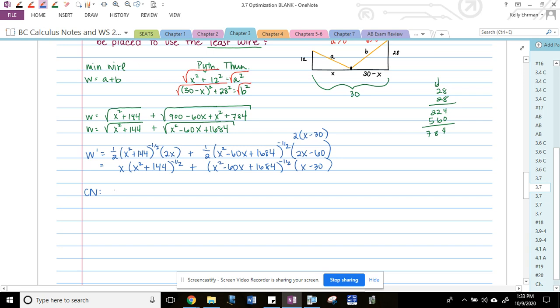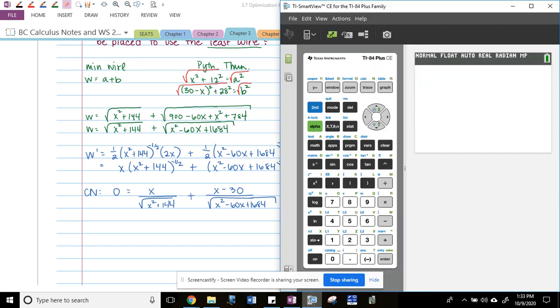Okay, so let's see. We want to know, when is this thing equal to 0? Maybe I'll write it like this. I'm trying to figure out how I want to type it into my calculator. So I've got this, and then I've got plus x minus 30 over this thing. To me, it seems easier to type in with square roots instead of all the parentheses. Okay, so let's do this. Into y equals. Scatter plots off.